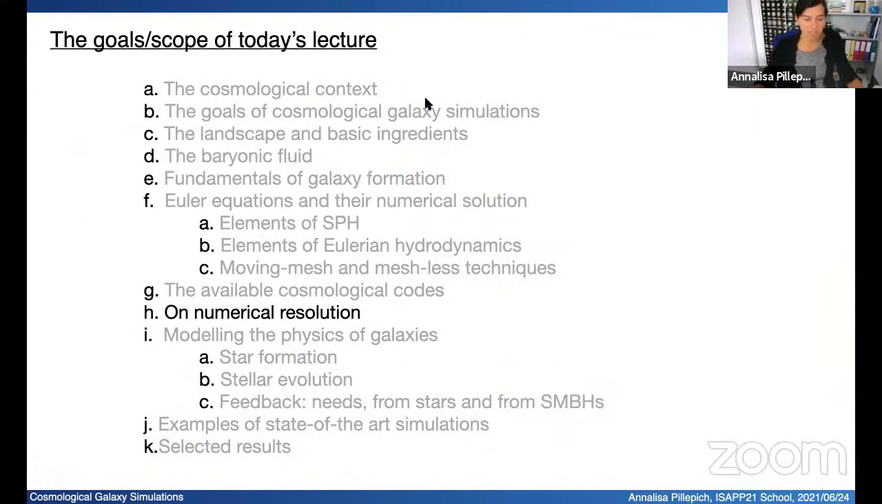So this brings me to numerical resolution and the additional physical ingredients of galaxy formation.